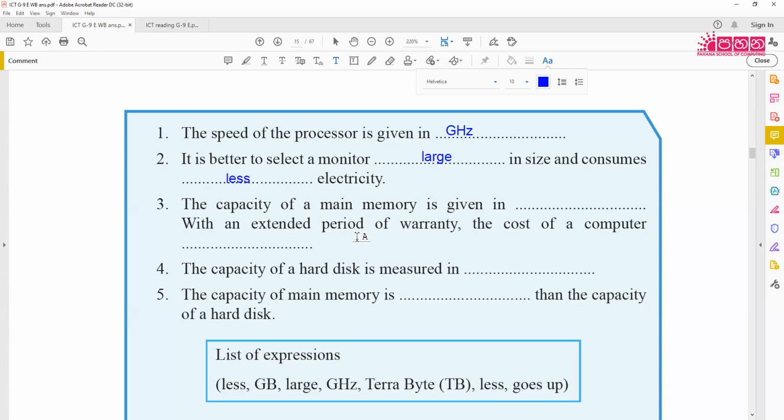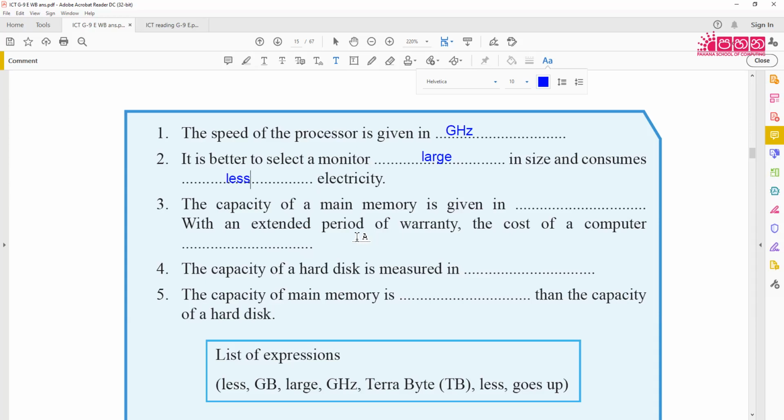So remember we discussed there are three types of monitors. Right? Dharanji, what are the three types? CRT monitor, LED monitor, and LCD monitor. Exactly. So we start with the CRT monitors, then we had LCD, and then finally we had LED, which consumes the least amount of electricity, right? So it should be less for the second one.